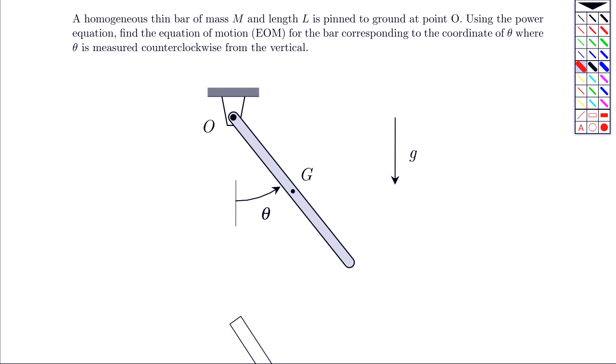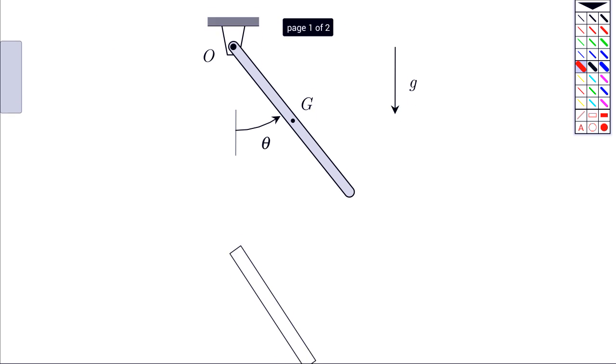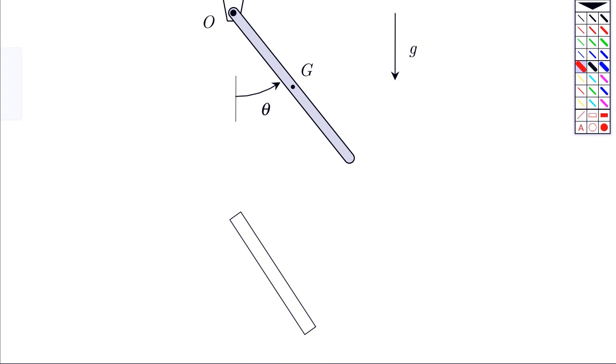In other words, what we want to do is write down the work energy equation for the system and then take a time derivative of that to extract our second order differential equation. In order to use the work energy equation, we need to know which forces, if any, do non-conservative work. So let's look at the FBD and make that decision.